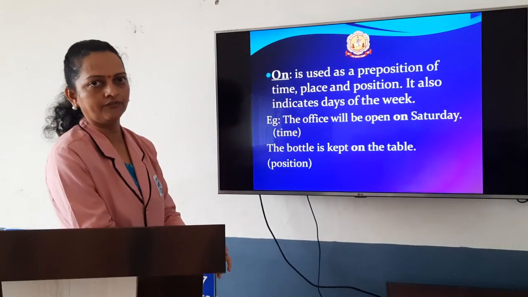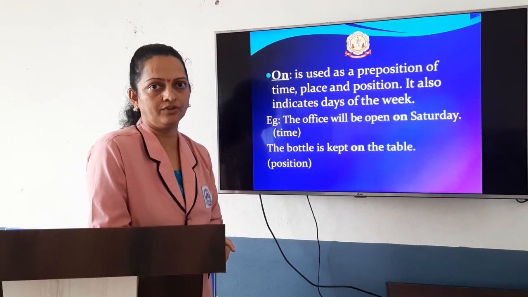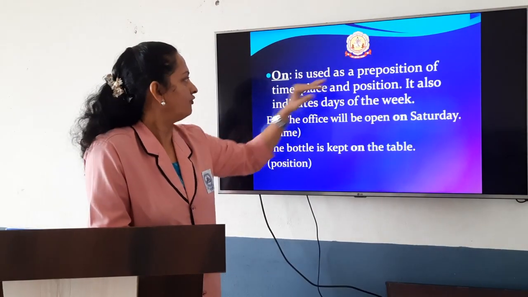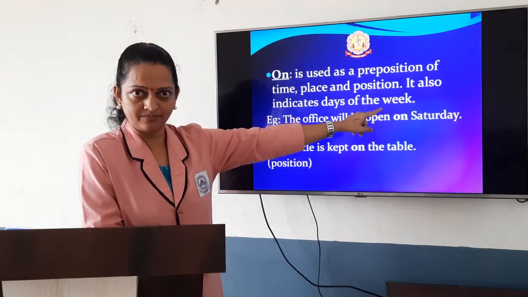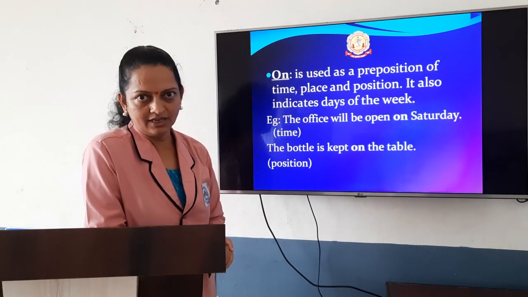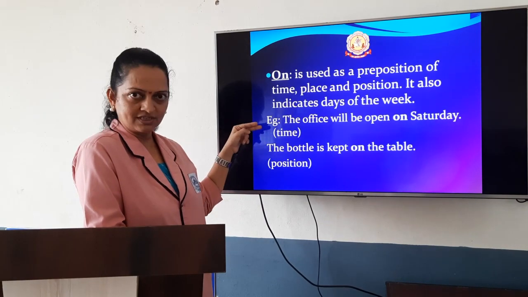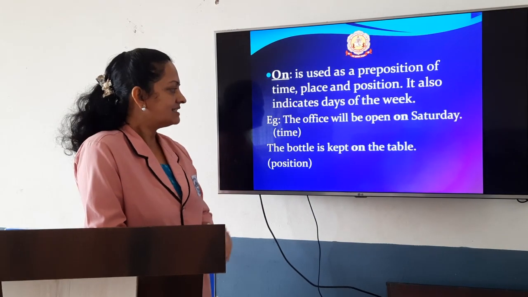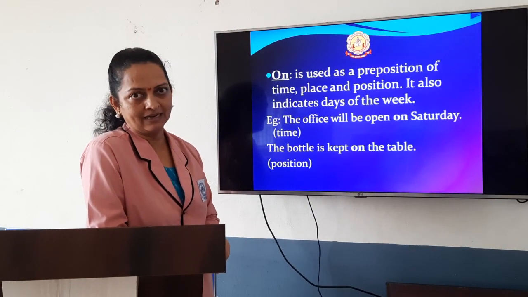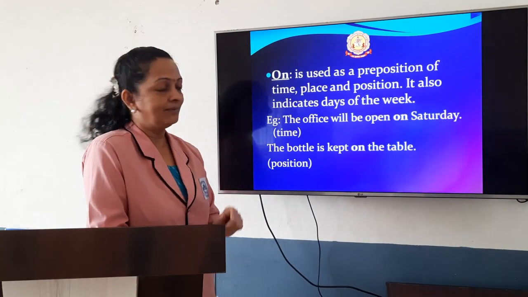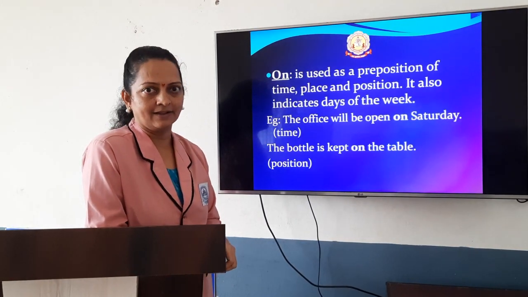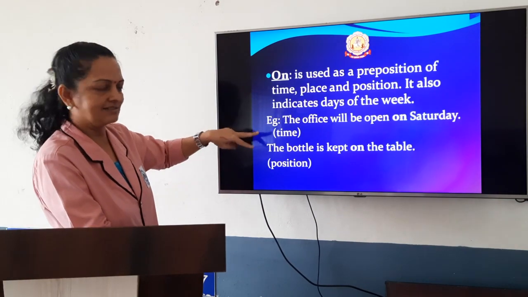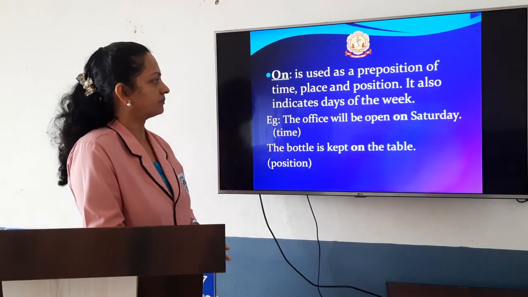Here we have on. You can see we use on frequently. Now, when to use on? We are revising. On is used as a preposition of time, place and position. It also indicates days of the week. I have given two examples. One shows time, one shows position. The office will be open on Saturday. The bottle is kept on the table. Where is the bottle? It is on the table. When will the office be open? The office will be open on Saturday. Of course, we are going to revise on in detail again. Here is just a small example of two sentences showing time and position.